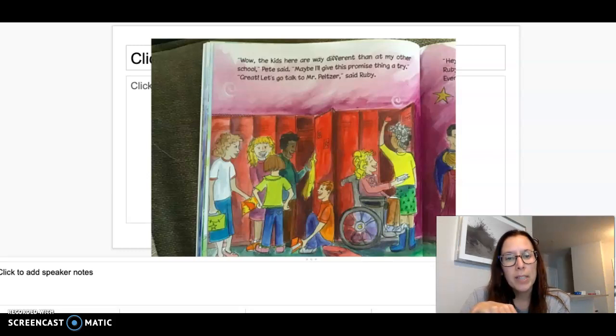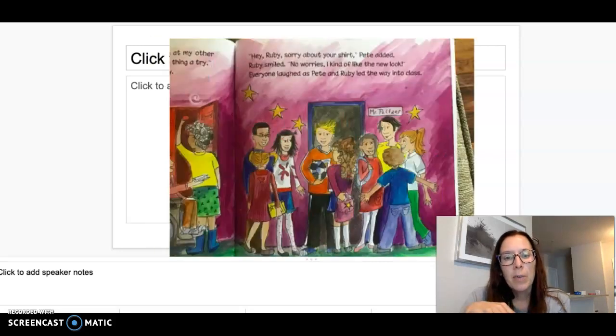"Wow, the kids here are way different than at my other school," Pete said. "Maybe I'll give this promise thing a try." "Great, let's go talk to Mr. Peltzer," said Ruby. "Hey, Ruby, sorry about your shirt," Pete added. Ruby smiled. "No worries. I kind of like the new look." Everyone laughed as Pete and Ruby led the way into class.